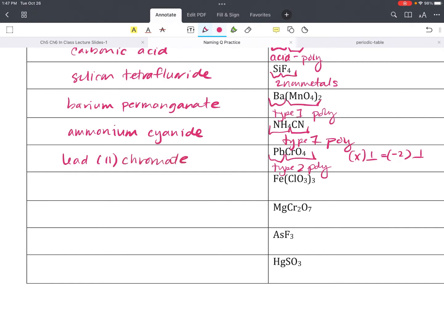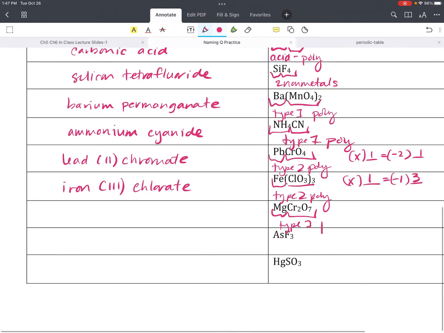Next up, another metal, polyatomic ion. This is another type 2. So we'll work backwards again. I don't know the charge of iron. I do know I have one of them. This is chlorate's charge, and I have 3 of them, which means that X must be 3. So this is iron(III) chlorate. Here we have metal, poly, so this is a type 1 poly. And so magnesium, we'll just write its parts. Magnesium dichromate.